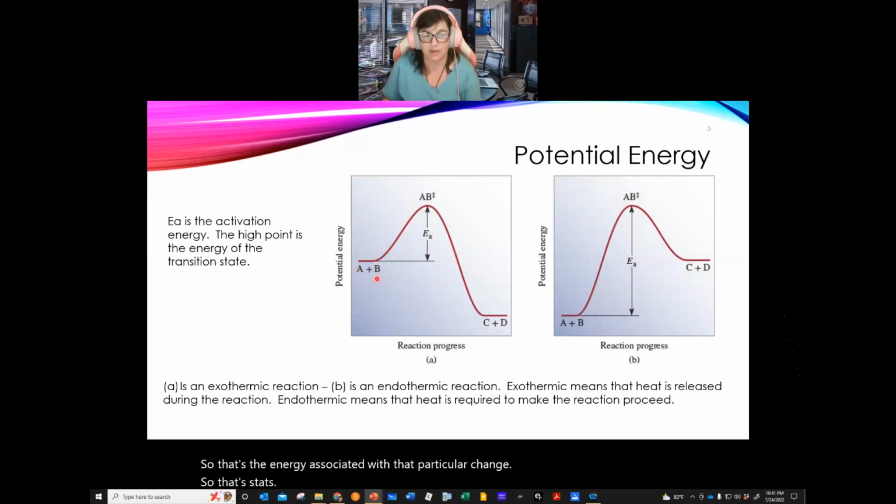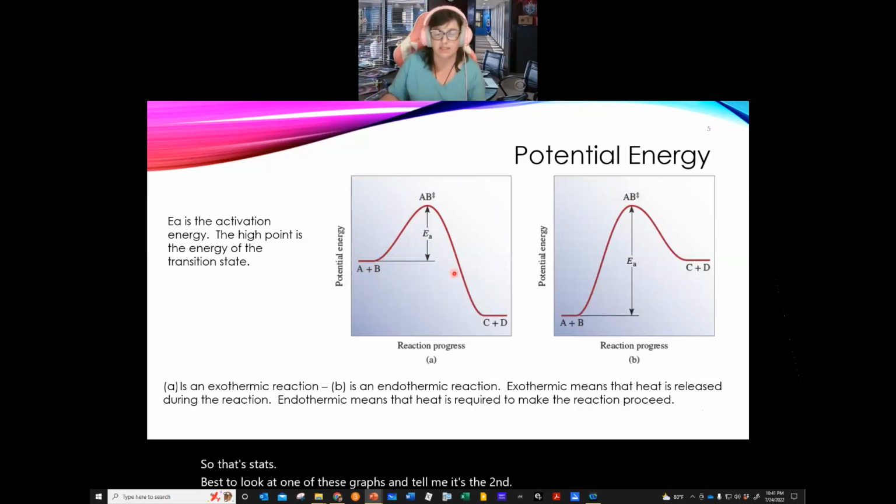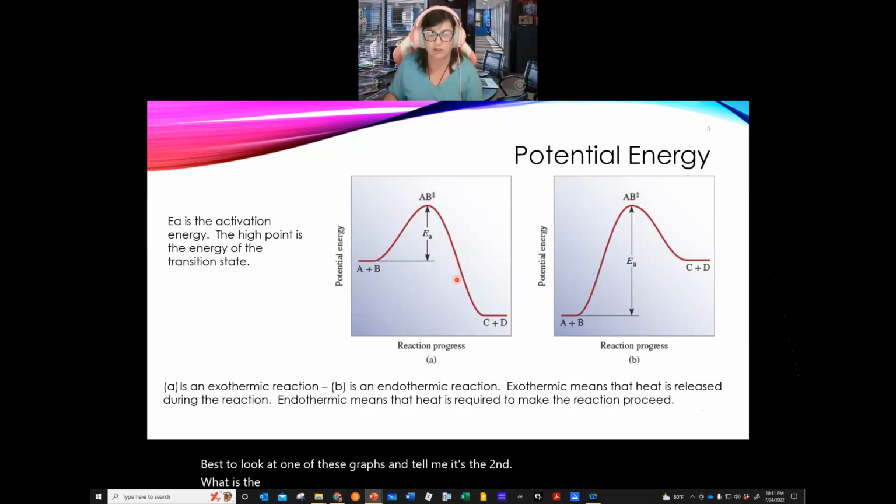Now, you need to be able to describe what all of these things are. You may be asked to label one of these graphs. You may be asked to look at one of these graphs and tell me, is this exothermic? Is this endothermic? What is the activation energy? If there are values given to you for this, that kind of stuff. That's the expectation for those, so that you can interpret those graphs. Now, let's move to our next slide.